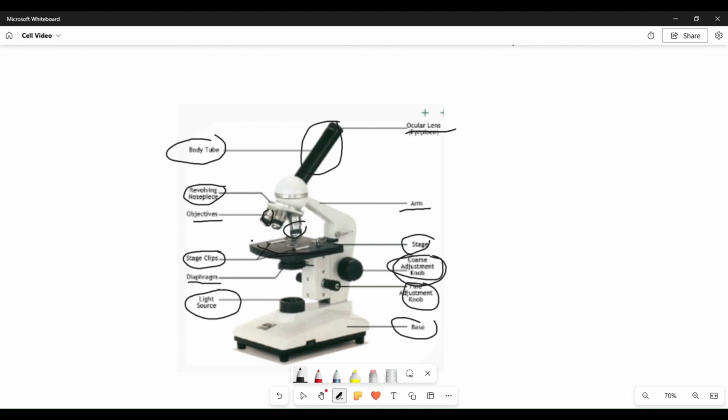And once you have a clear image, you should be able to change it to a higher power objective lens with only a minimum use of the fine focus knob. And if you can't focus on the specimen, just do those steps again and work from objective to objective until the higher power objective lens is in place.